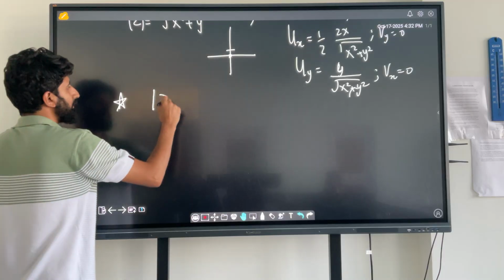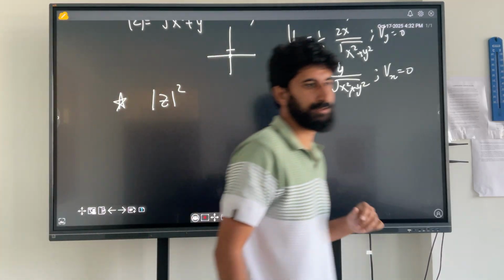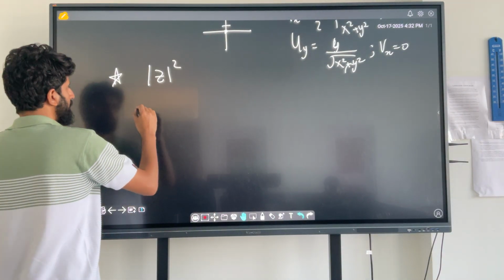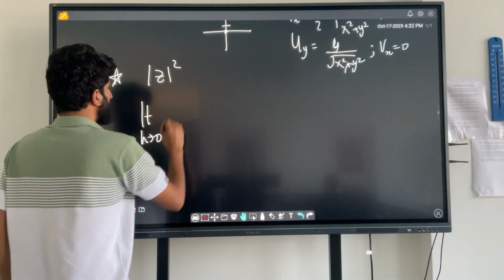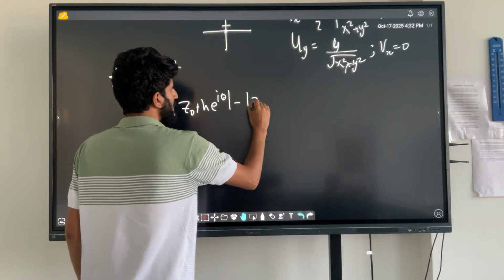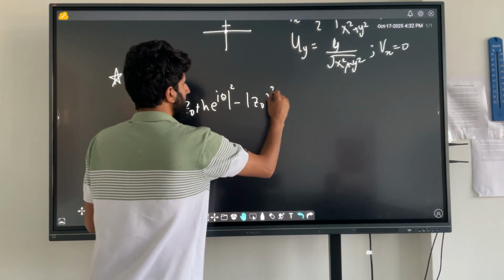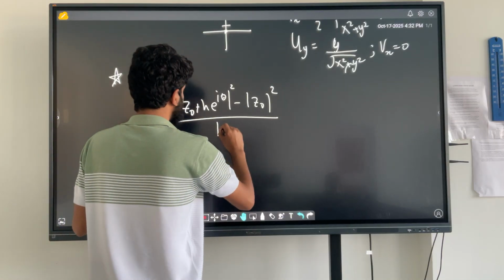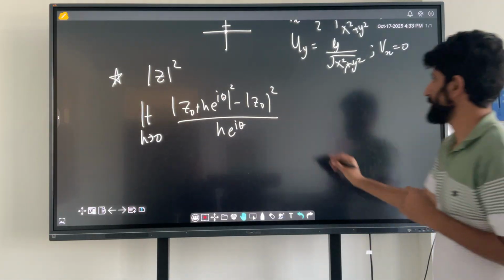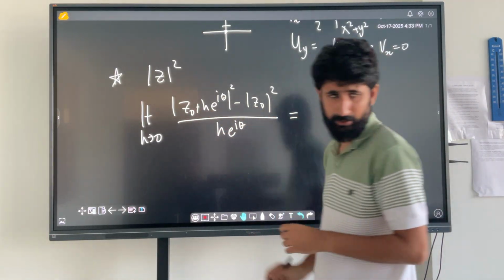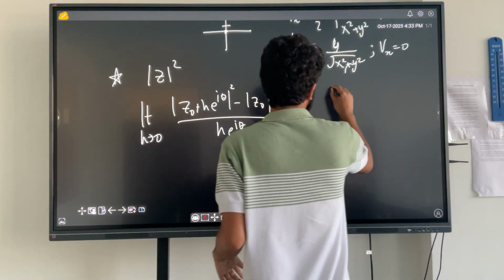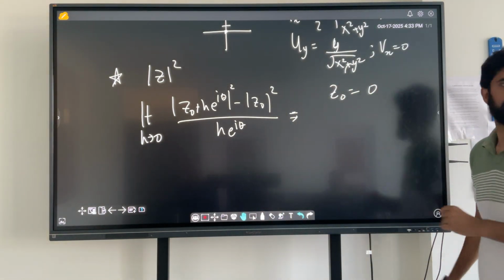Okay, let's do mod z square. What do I need to do? The limit as h goes to 0 of mod of z naught plus h e power i theta, squared, minus mod of z naught squared, and this is my function mod z square, divided by delta z, which is h e power i theta. Where should I do it? I'll do it at z naught equal to 0.